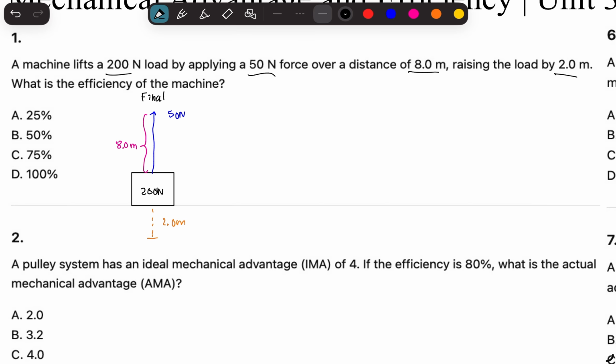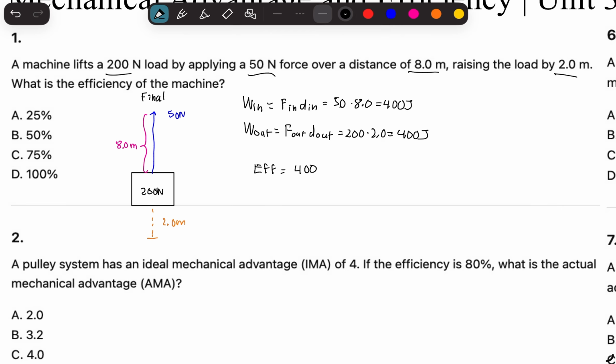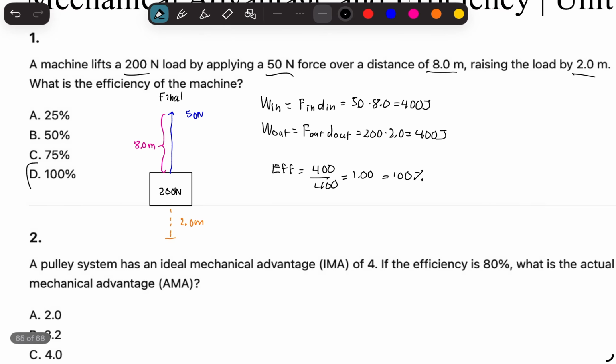So we have to find what the input work is. That's going to be your force in and your distance in. So you have 50 times 8.0, which is equal to 400 joules. Now for the work out, that's going to be equal to the F out times the D out, and that's going to equal 200 times 2.0, which is equal to 400 joules. To find the efficiency, you're going to take the fraction of this, 400 over 400, that's equal to 1.00, aka 100%. So the efficiency is 100%.